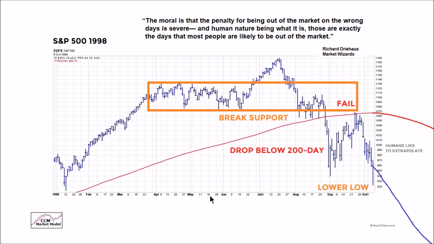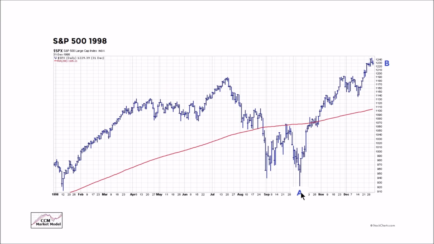And before we click through and answer that, this quote is going to apply once again. Human nature being what it is, those are exactly the days that most people are likely to be out of the market. Looks very, very logical to exit here. Notice, we make a lower low here intraday, and we come back up and close right around here. So if we sold when we broke the bottom of the box, that wouldn't have worked out particularly well because the market rallied hard and the primary trend continued.